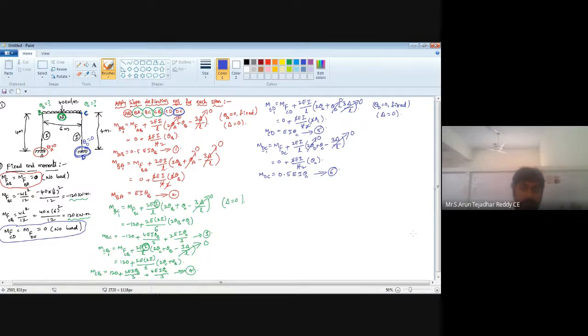So up to here, this is our second step. Already we have completed the first step, that is fixed end moments, and we have completed the second step, that is apply the slope deflection equation for each span. Now what is the third step here? The third step is to apply the joint equilibrium equation. Up to here, all of you take a screenshot.